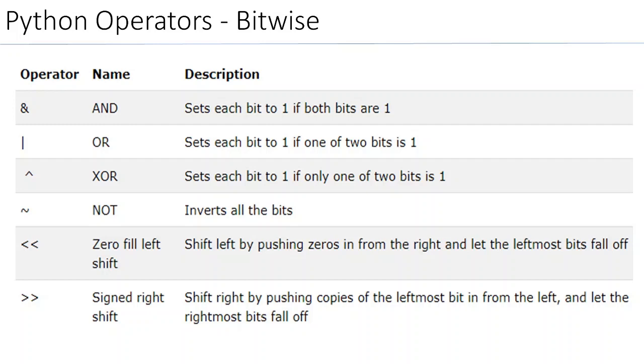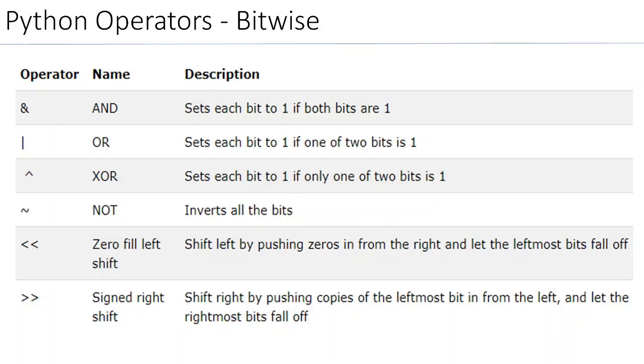And OR means any one of them. XOR sets each bit to 1 if only one of the two bits is 1. So if one of them is 1, then it will be 1. Otherwise, if both of them are 1, then it's 0. Okay, and NOT means invert all the bits.